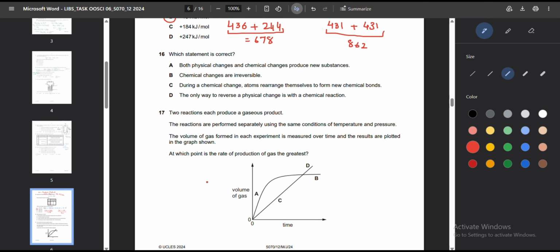Question number 16. Which statement is correct? Both physical changes and chemical changes produce new substances. Chemical changes are irreversible. During a chemical change, atoms rearrange themselves to form a new chemical bond. The only way to reverse a physical change is with a chemical reaction. Okay. Both physical and chemical changes produce a new substance? No, physical changes do not produce a new product. It's always chemical change that produces a new product.